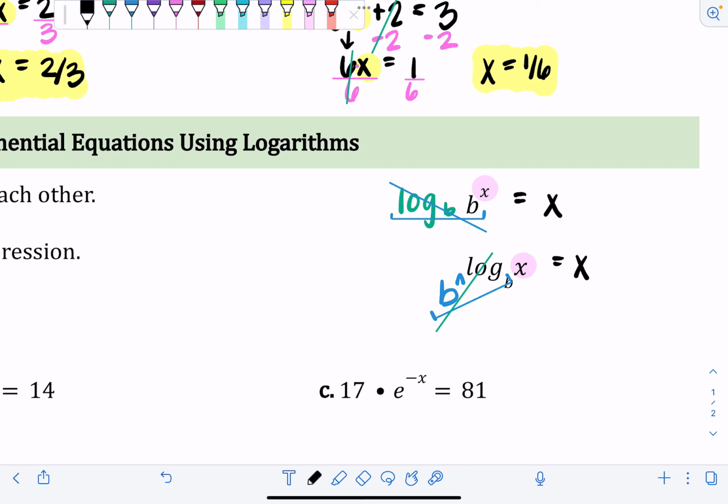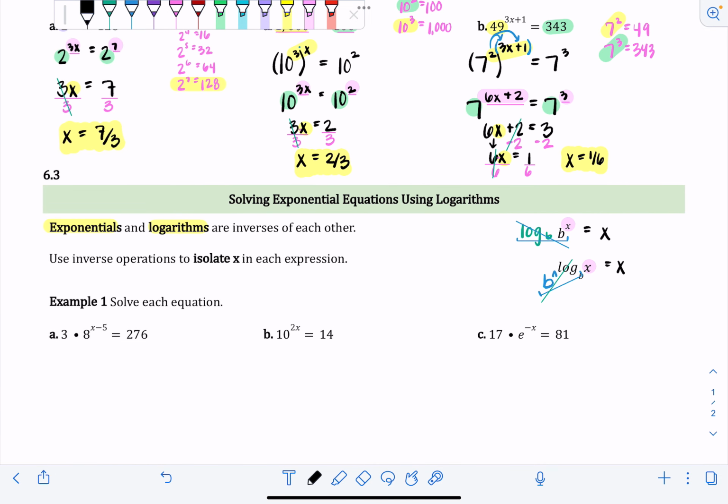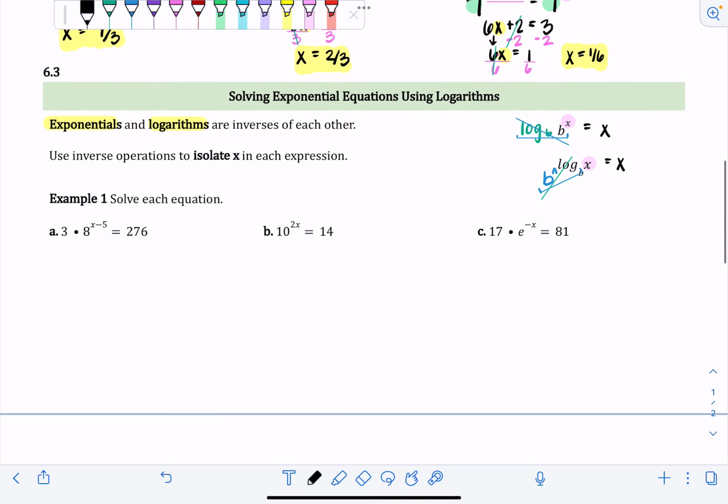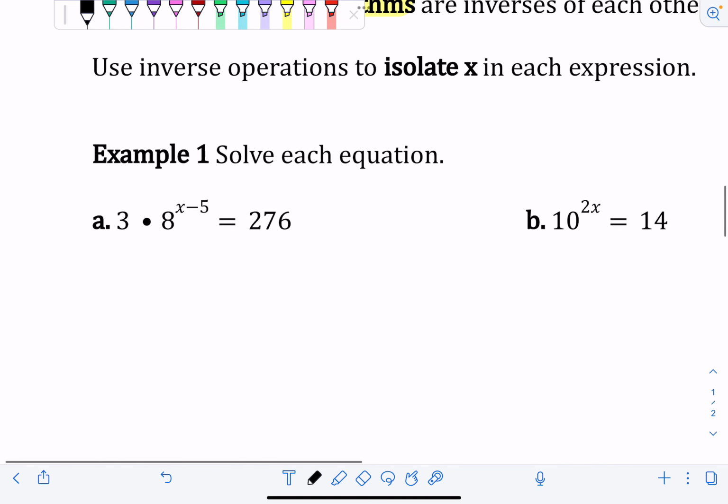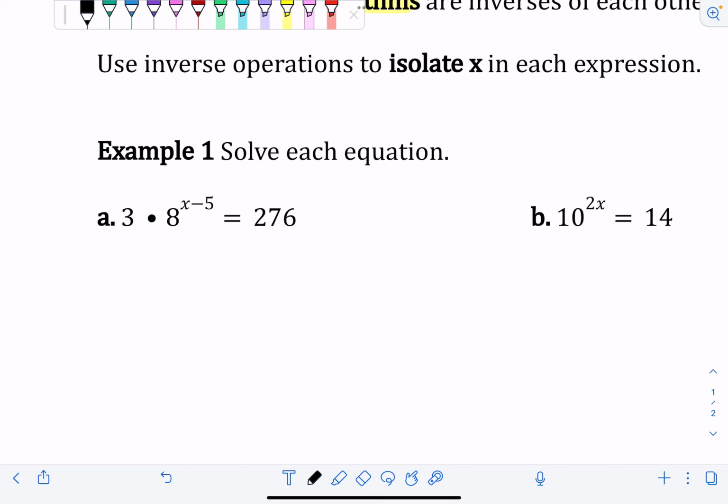Okay, so if you start with an exponential, you would use a log to cancel it out, and if you start with a log, you would use an exponential to cancel it out. So example 1, solve each equation. For 1a, it's 3 times 8 raised to the x minus 5 equals 276. We have an exponential in this equation, the 8 to the x minus 5. Before we can use a log to cancel it out, it has to be isolated, meaning that the exponential is by itself. So we have to get rid of this 3 that's out in front of it.